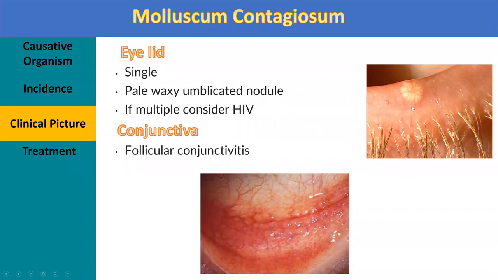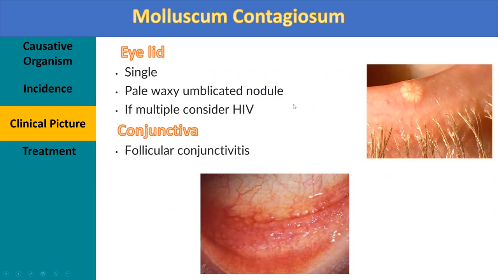When this follicle or this mass is shedding the virus into the palpebral conjunctiva, it will result in follicular conjunctivitis. So basically, the follicular conjunctivitis is a reaction to shedding of the virus from this nodule into the fornix.